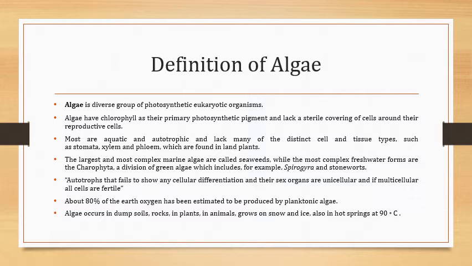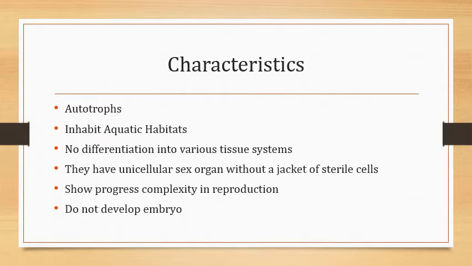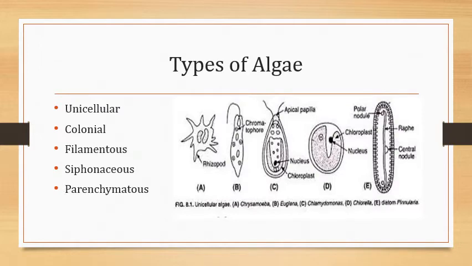Algae occur in damp soil, rocks, in plants, in animals, and grow on snow and even on the ice, and even at temperature 90 degrees centigrade. The characteristics are: autotrophic, inhabit aquatic habitats, no differentiation into various tissue systems. They have unicellular sex organs without a jacket of sterile cells, show progress in complexity in reproduction, and do not develop an embryo after sexual reproduction.